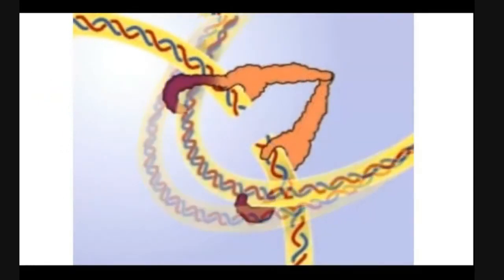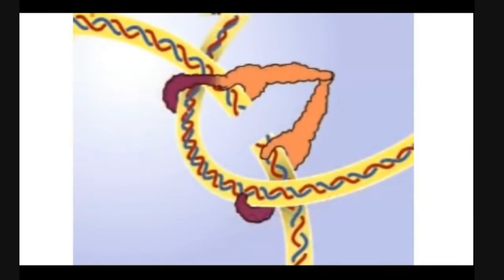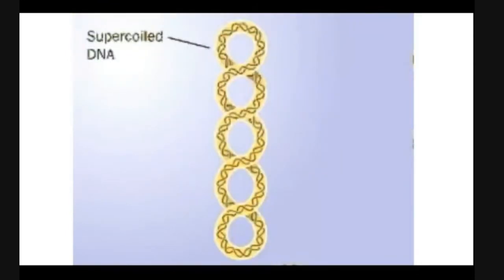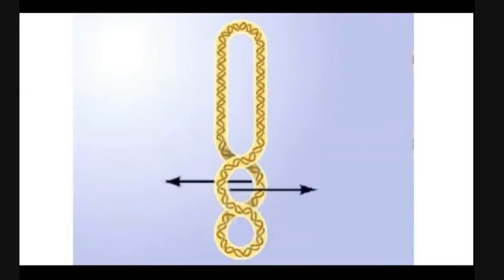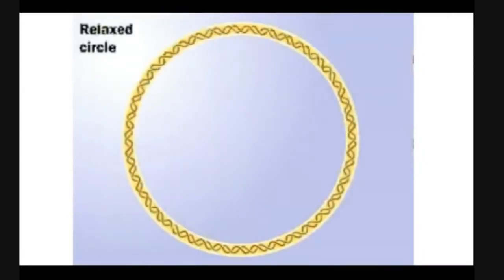Topoisomerase II cuts both strands of a double-stranded DNA and passes another double strand through the break and then reseals the break. So if a molecule of DNA is supercoiled, topoisomerase II can remove the supercoiling, 2 twists at a time, to yield a relaxed circle.